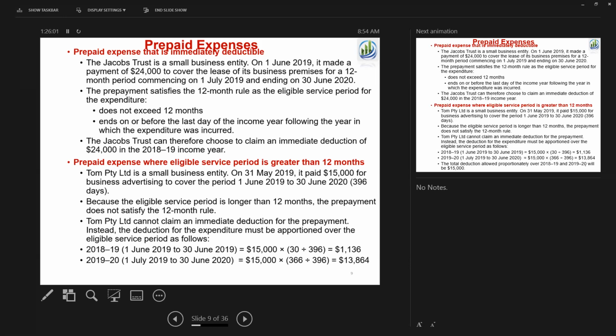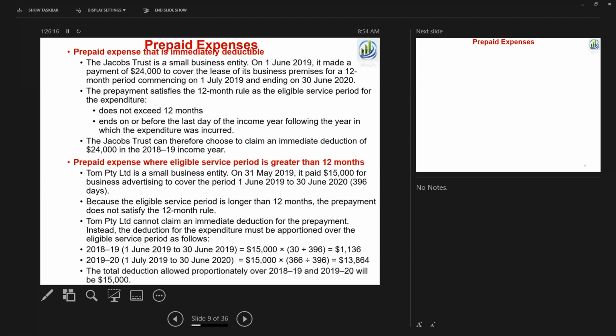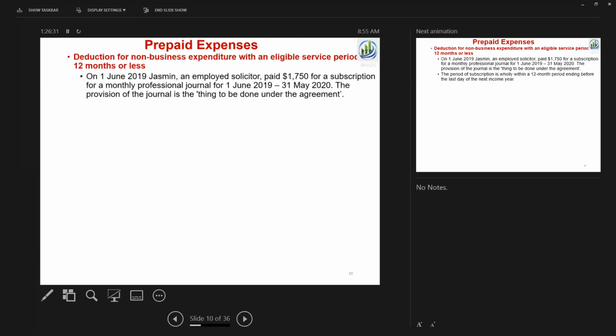So why are we doing it like this? We are not satisfying the 12-month rule. If you don't satisfy the 12-month rule, we want apportionment. We want to split how much is for this financial year and how much for the next financial year. Right? That's the prepaid expenses rule. You can see the total deduction has happened. All 15,000 is deducted, but a little part for this year and the other part for the next financial year. If you don't satisfy the prepaid rule, this is the way we deduct.